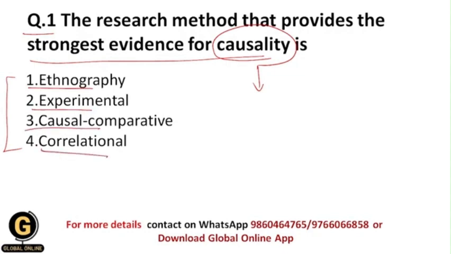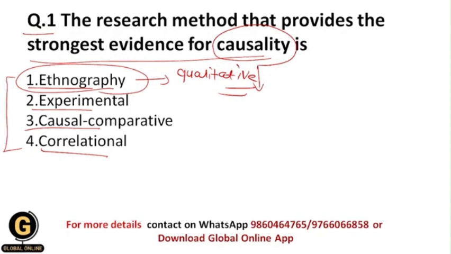Let us think about it step by step. What are the meanings of each and every research method? The ethnography research method is basically a qualitative type of research method, because in it a researcher wants to study the culture of a particular society or community.